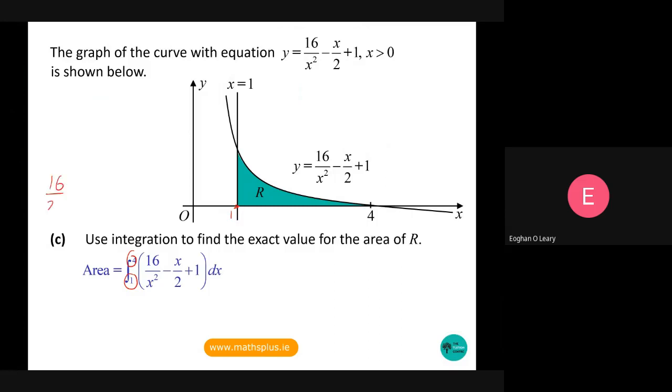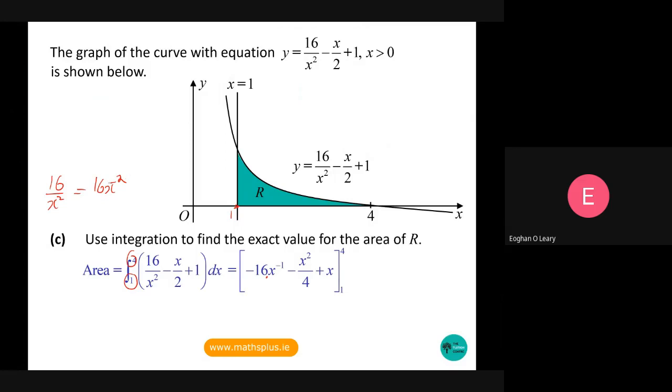We know 16 over x squared is the same thing as 16x to the power minus 2. Sorry, I made a little mistake here. Let me go back. I had 16 over x squared is equal to 16 times x to the power of minus 2. I was rushing ahead of myself there.